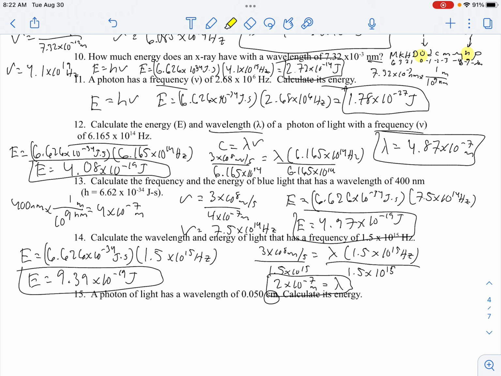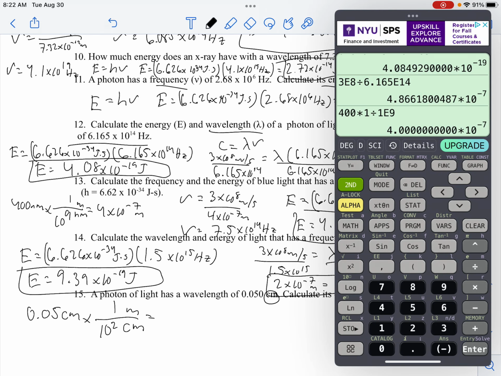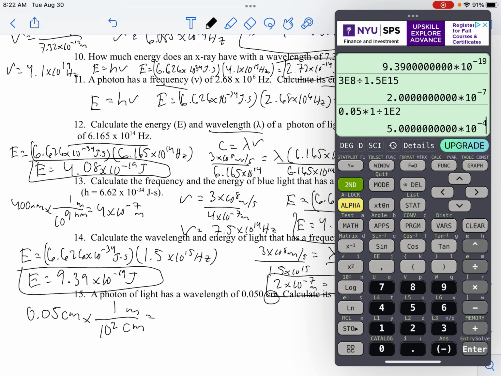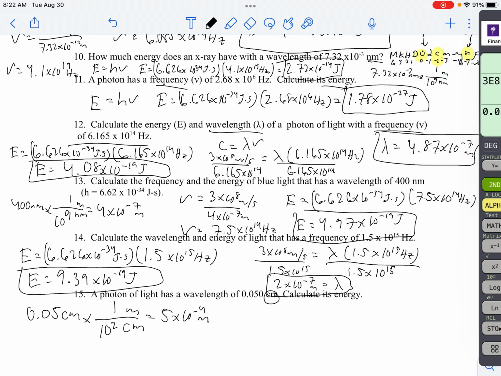So if I look up here, that's right here, centimeters to meters. So I'm going to take 0.05 centimeters. Centimeters goes on the bottom, I want to cancel it out. Meters goes on top. And then how many tens between unit and centi are 0 and 10 to the negative 2? That would be 2. 0.05 times 1 divided by 1e2. 5 times 10 to the negative 4th meters.